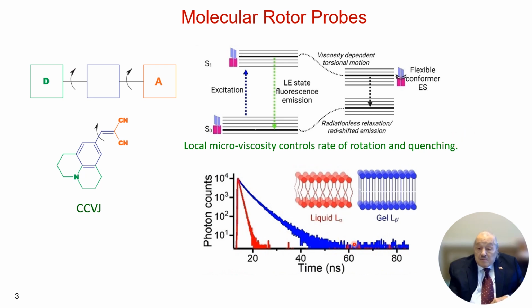That brings it to a lower energy state that will decay by radiationless relaxation, and hence the quantum yield gets reduced. On the lower panel here, we have examples of a model membrane that is either in the solid phase or the liquid phase. In the solid phase, the viscosity is higher and the lifetime is longer. In the liquid phase, the viscosity is lower and the lifetime is shorter.